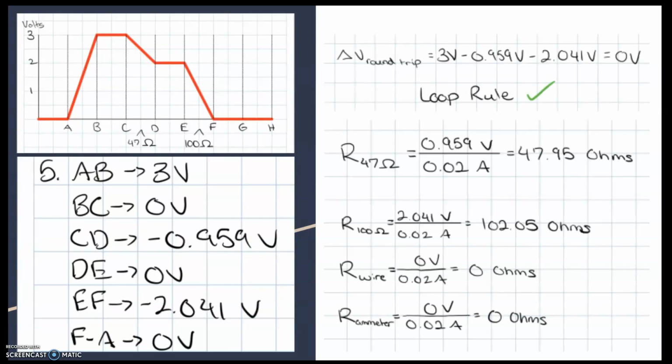At the top left is a chart, a graphical representation of the volts. From points A to B, the two batteries, the voltage goes up to 3 volts. B to C is stagnant. C to D, it goes down, and that is through the 47 ohm resistor. D to E stagnant. E to F, it goes all the way down to 0 through the 100 ohm resistor. And from F all the way back to A, it stays 0.